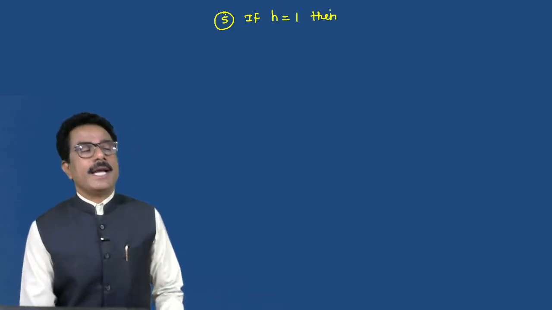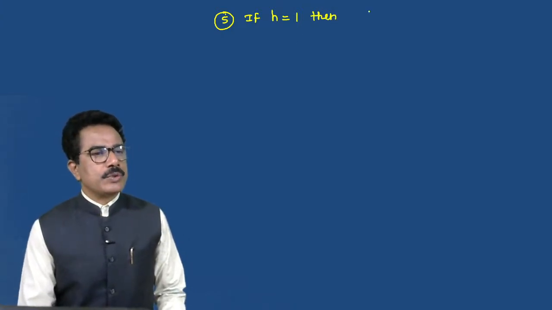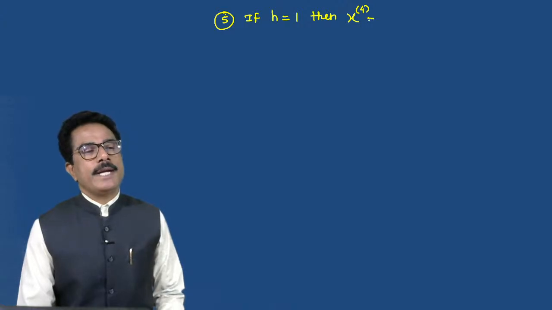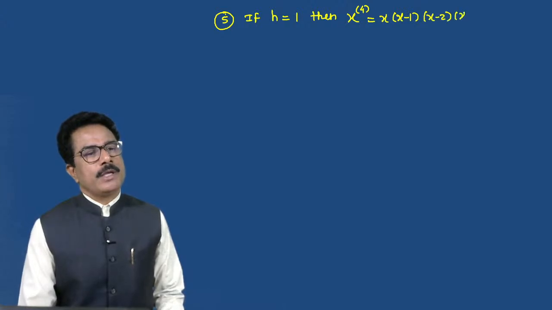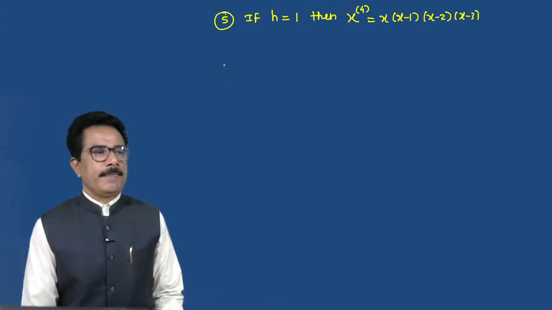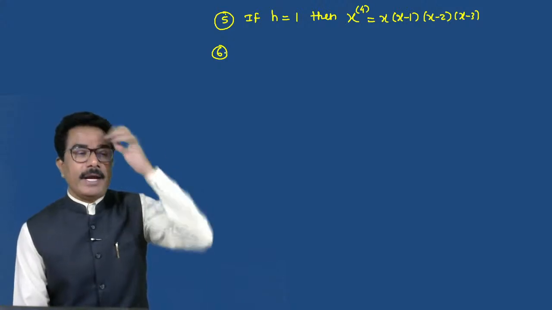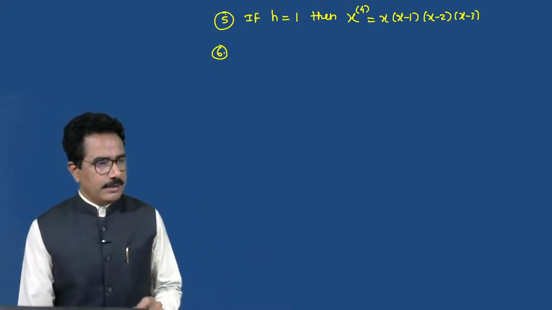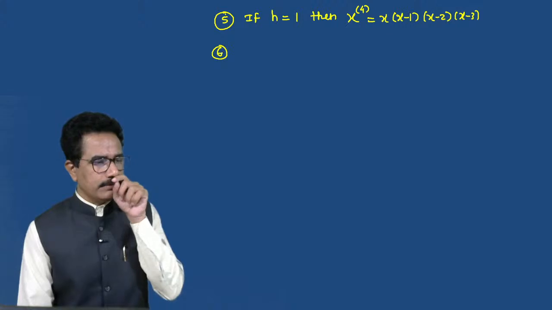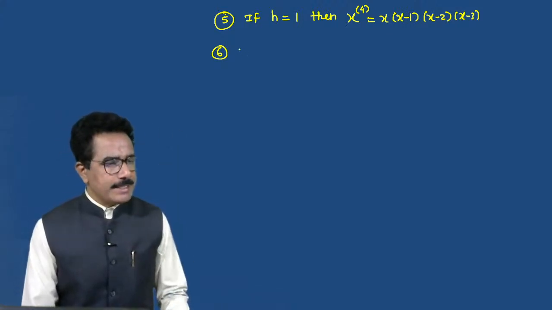then we can write x to the power 4 factorial. How to write x to the power 4 factorial? x minus 1, x minus 2, x minus 3. In this way we can express each and every factorial function.